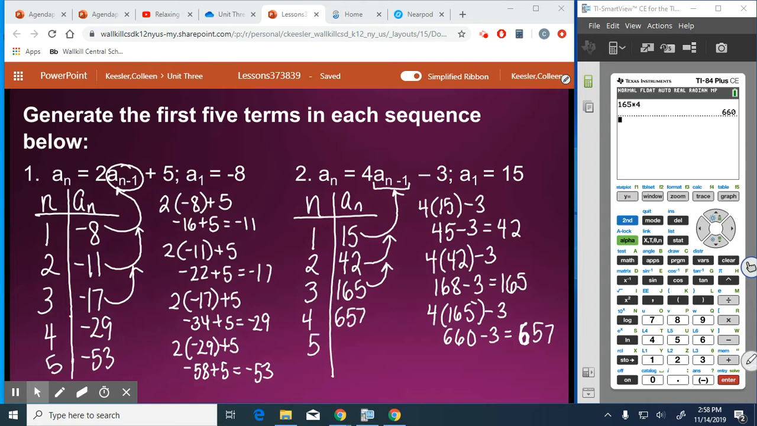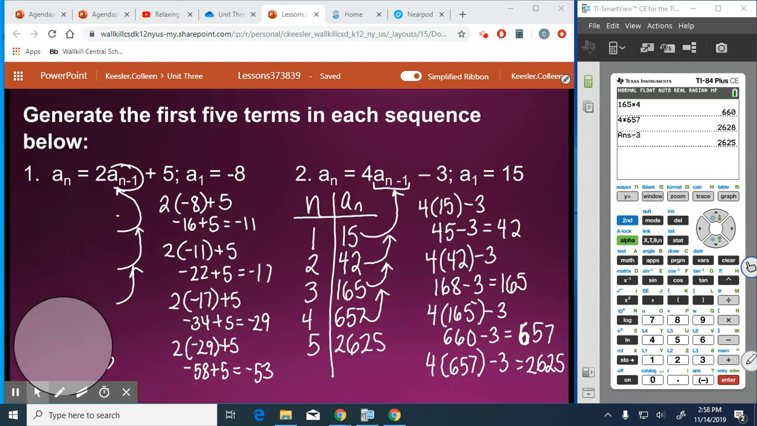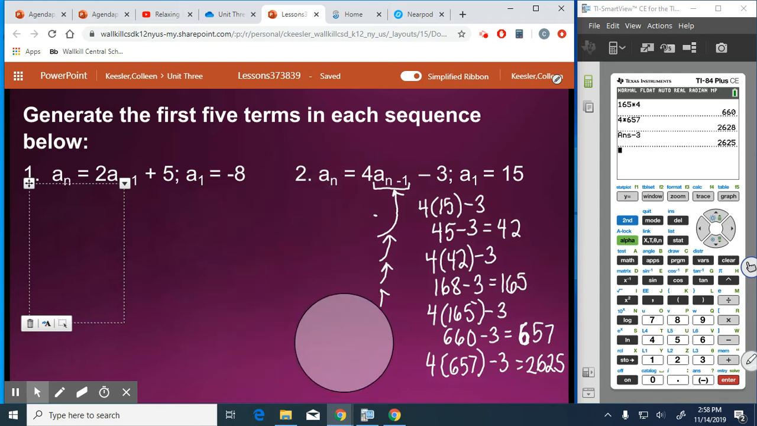So then to find the last term, the fifth term of our sequence, not necessarily the last term, but the last that we have to actually find, we plug in that 657. So 4 times 657 minus 3 is 2,628 minus 3 is 2,625. And again, we've generated the first 5 terms of the sequence given. Okay, so let's see if we can try some more challenging ones before you're on your own.